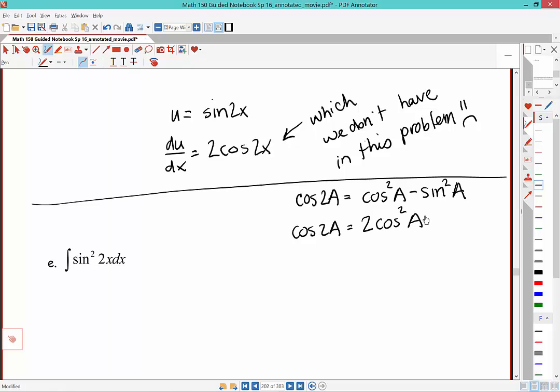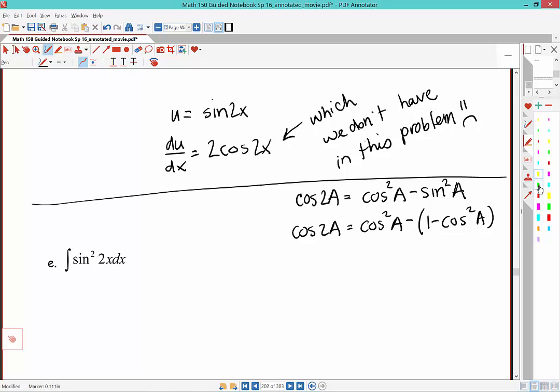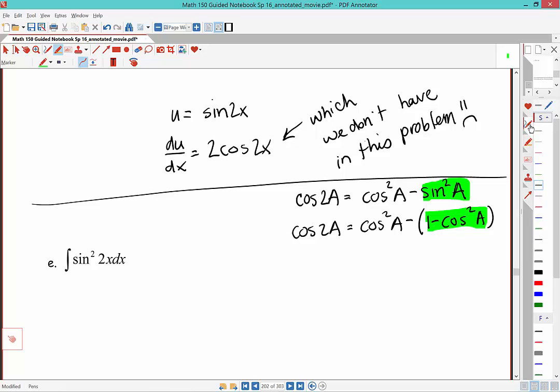And that would be, let's write it out. Cosine of 2a would be cosine squared of a minus, 1 minus cosine squared of a. And so we're plugging this in for sine squared of a. So what happens is we would end up getting 2 of the cosine squared of a's and then minus 1. Good so far?